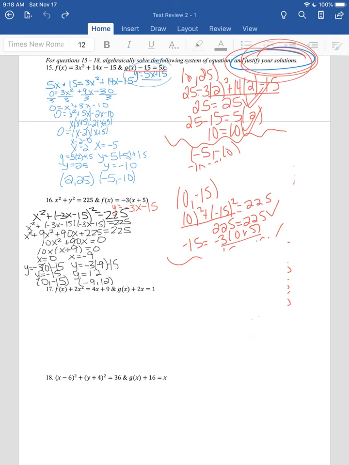All right, number 17, we have another quad linear. So I'm going to set both of them equal to y. So this is y equals negative 2x squared plus 4x plus 9. And this is y equals negative 2x plus 1. So when I set them equal to each other, I'm really substituting y in for y. I have negative 2x plus 1 equals negative 2x squared plus 4x plus 9.